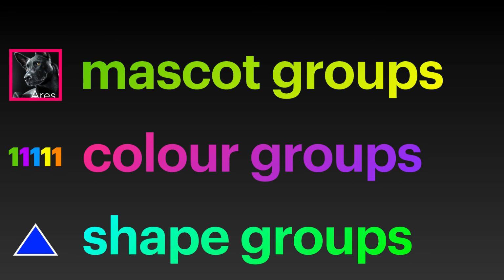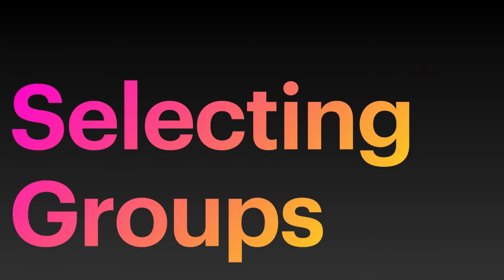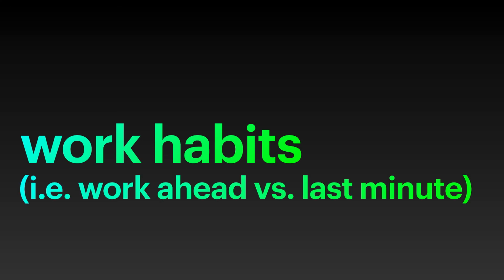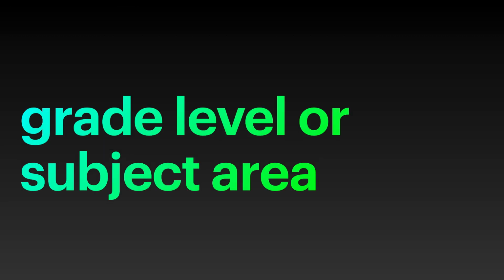Now this does lead into the next focus of this video, which is selecting groups. So based on the needs of your course and students, you may want your groups to be random. You may also want to form groups based on work habits. I find the majority of group issues are related to these work habits, so I ask my students to identify if they're work ahead people or last minute people, because the majority of conflicts I've had in the past have related to this area. If your course has a need, you may form groups based on interest area or even grade level or subject area.